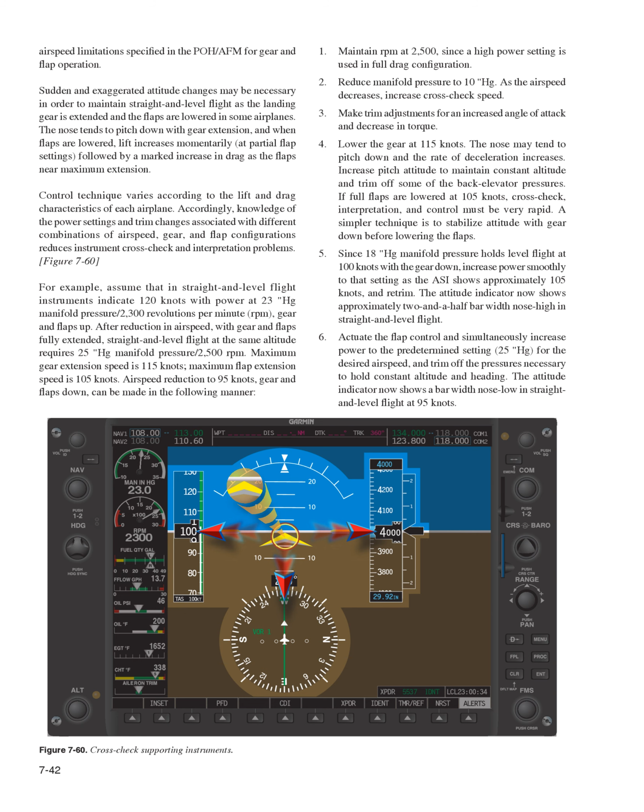Figure 7-60, for example: assume that in straight and level flight instruments indicate 120 knots with power at 23 Hg manifold pressure and 2,300 revolutions per minute, RPM, gear and flaps up.